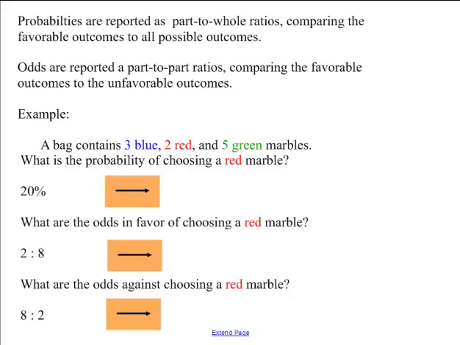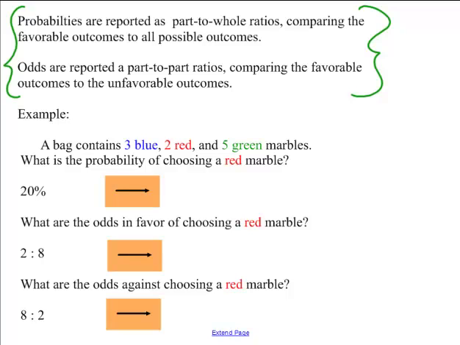Probabilities are reported as part-to-whole ratios, comparing the favorable outcomes to all the possible outcomes. Odds are reported as a part-to-part ratio, comparing the favorable outcomes to the unfavorable outcomes. Underline this, star it, do something. People get these confused all the time. You need to remember which one's which, and then also be able to figure out which one you're looking for when the problem asks you. So an example, now that we know everything and we're going to put it all together.